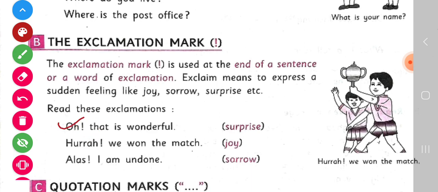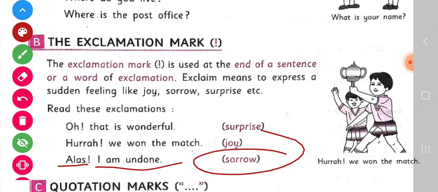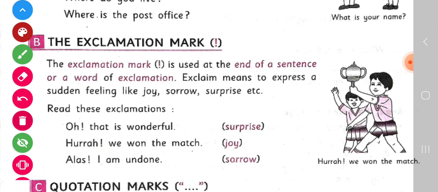For example, oh, that is wonderful, means you are expressing your surprise. That's why here this mark is being used. Hooray, we won the match, means in this sentence you are expressing your joy. That's why here it is used. And in the next sentence, alas, I am undone, means here the speaker is expressing his or her sorrow. That's why the exclamation mark is used here.